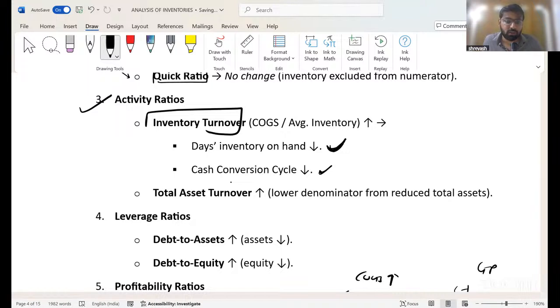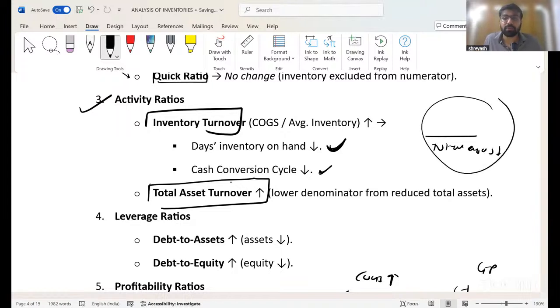And total asset turnover will go up. Why? Because total asset turnover incorporates sales, and in the denominator you have total assets. So if current assets are going down, total assets are going down. If this goes down, what happens? The overall ratio goes up, right? I hope you guys are able to comprehend this.